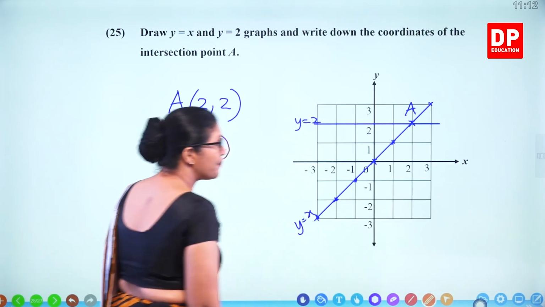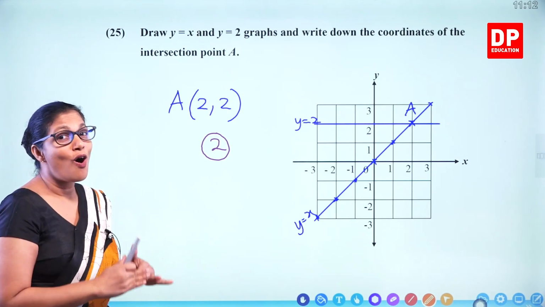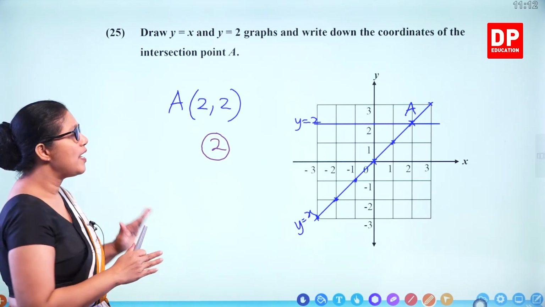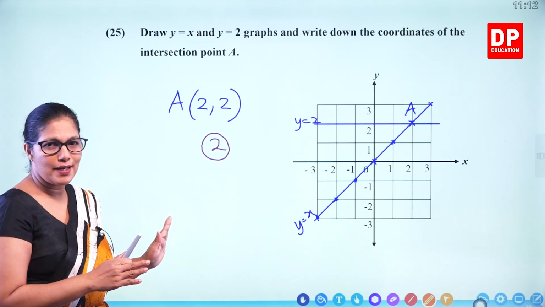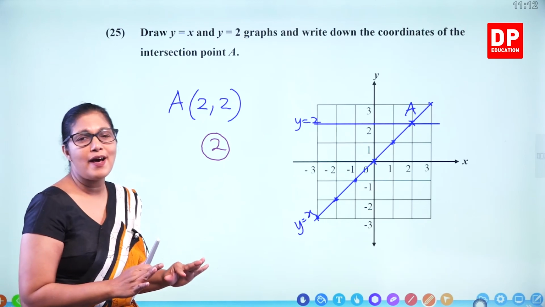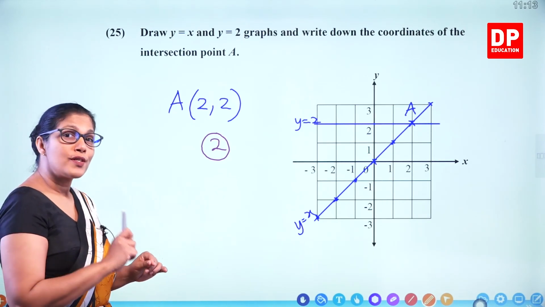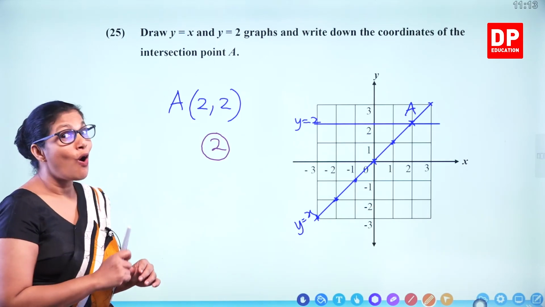So this is the last question in this paper. We covered all 25 questions and gave 50 marks for this paper, each question 2 marks. So do this paper and then check my video to see whether you got all correct.